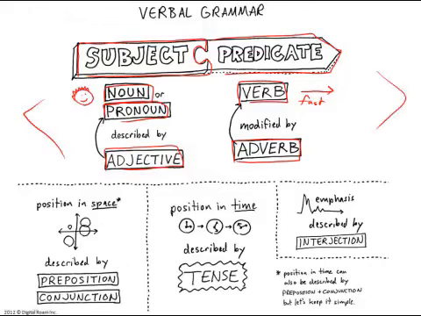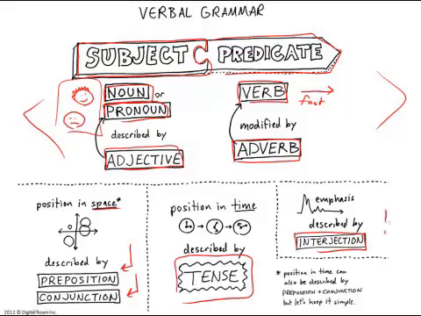Then we can describe the position of the objects, this person and this other person, in space by using prepositions and conjunctions. And we can describe their position in time by using tense. If we want to increase the emphasis, we can use an interjection at some point to show emphasis. But in the end, this is a visual description of everything that's required to make a verbal statement.